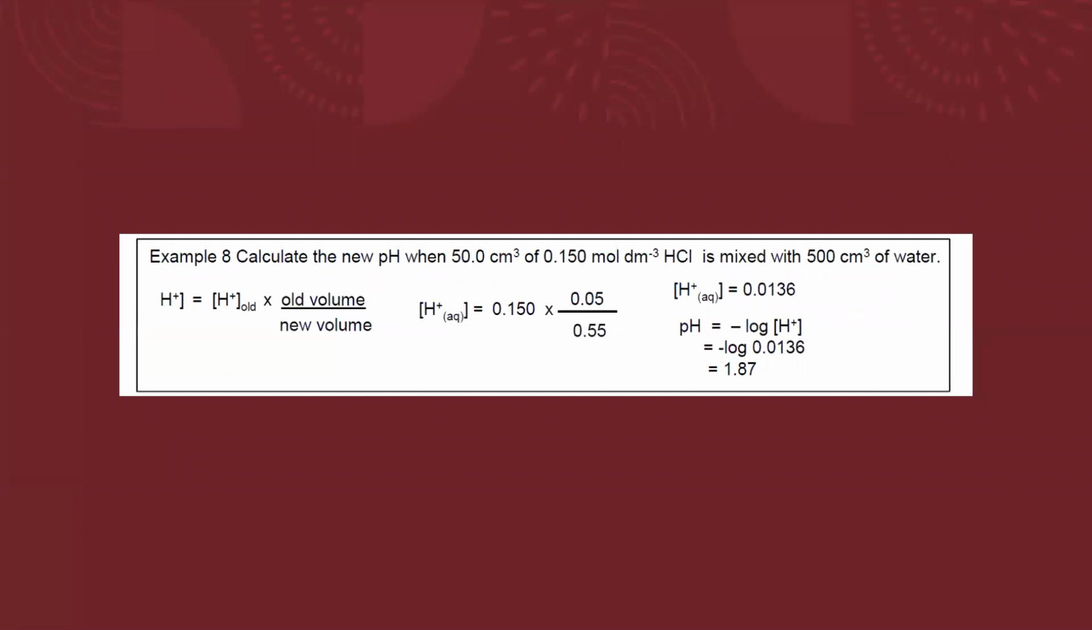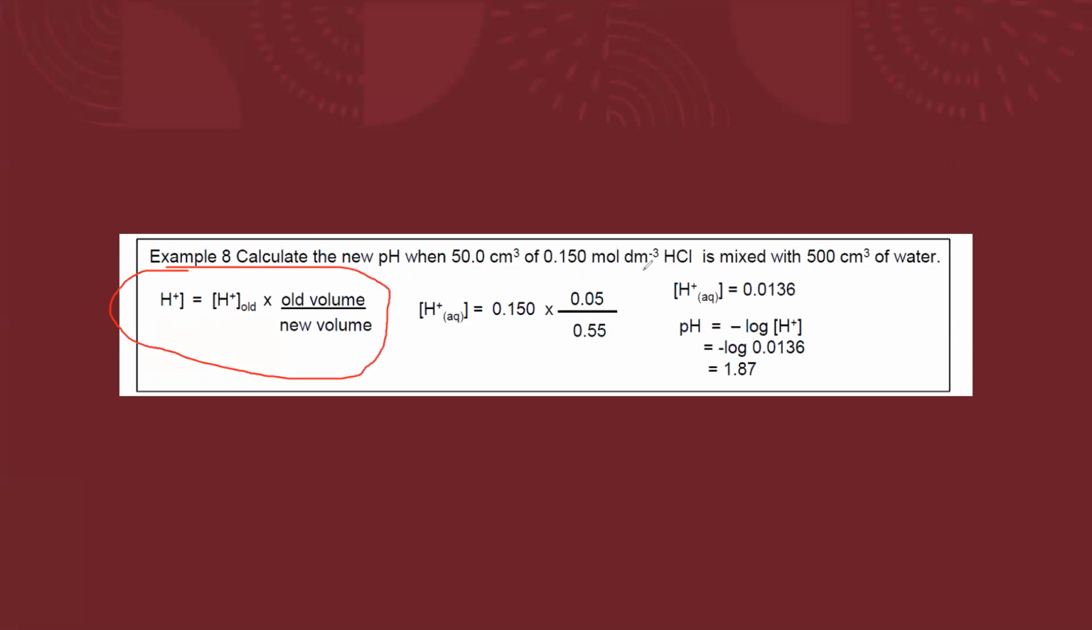So in this question, calculate the new pH when 50 cm cube of 0.150 mole per litre HCl is mixed with 500 cm cube of water. Basically, adding water makes the solution dilute, and they will have the same moles, so concentration into volume. So we can use the formula C1V1 equals C2V2, or I can use this formula.